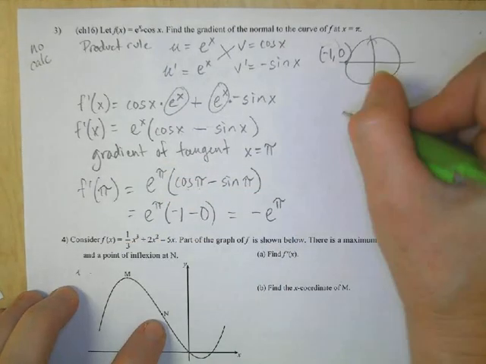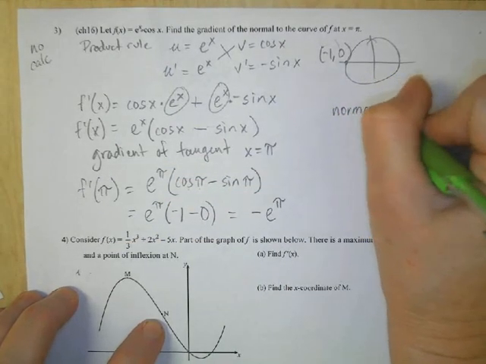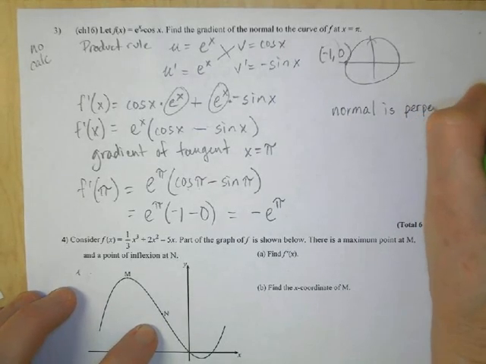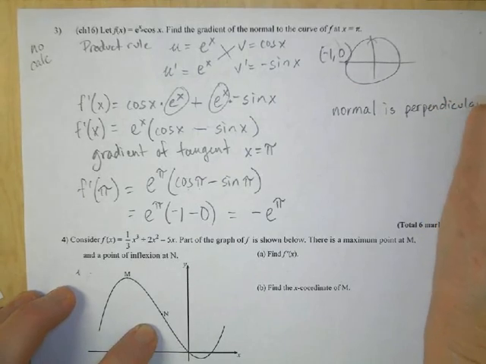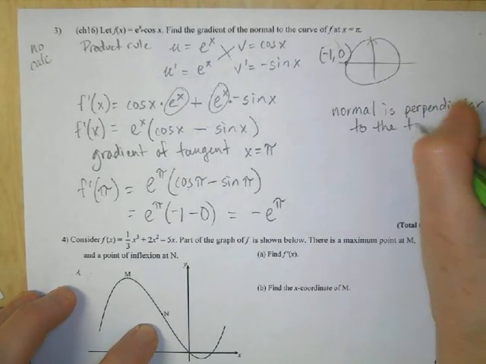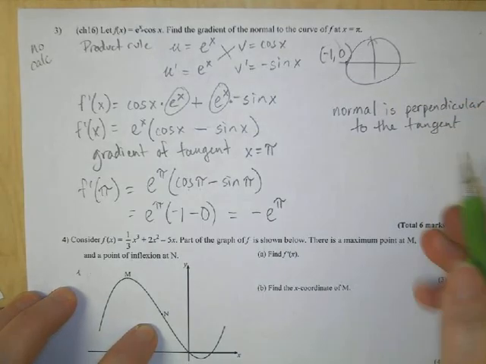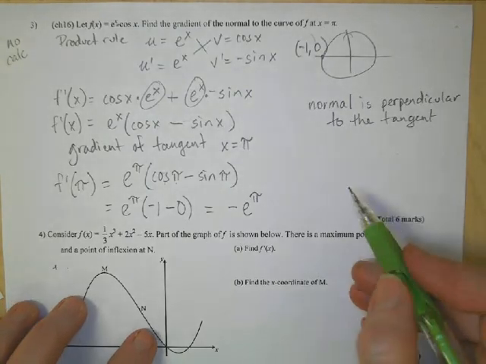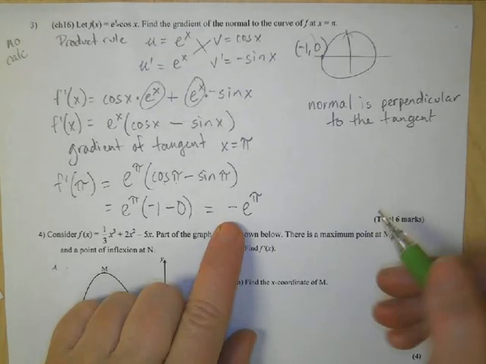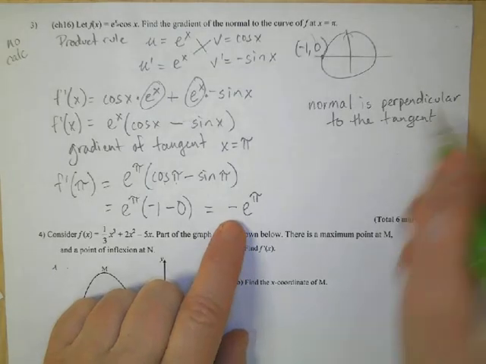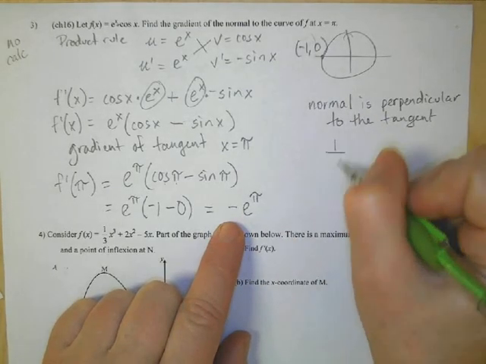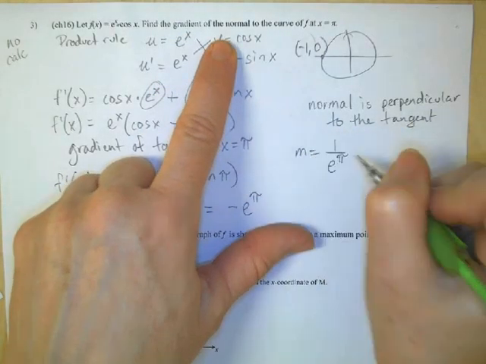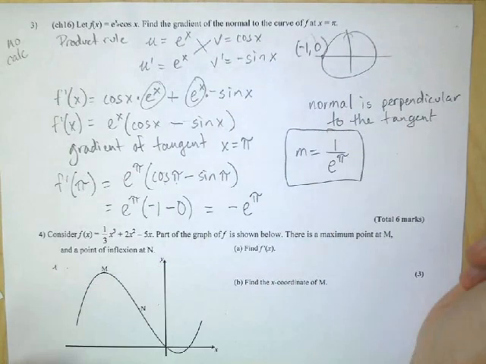That is the gradient of the tangent at x equals pi. The normal is perpendicular to the tangent. You don't actually need to write this down. I'm just writing it down for those of you who aren't listening to my voice, who won't hear what I just said anyway. Okay, so to get perpendicular, it's going to be the opposite reciprocal. So the opposite of a negative is a positive, and the reciprocal is e to the pi. So the gradient of the normal is 1 over e to the pi. That's problem 3.